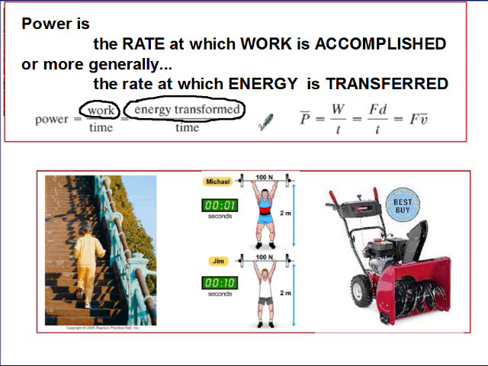And then the equations that we would use for that would just be work over time, or since work is force times distance, we can combine the distance and the time here to actually get a velocity. So we can say that power is force times velocity. And we will look at the equations for that later on. You'll see how that equation is used.